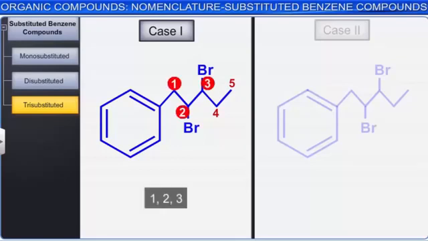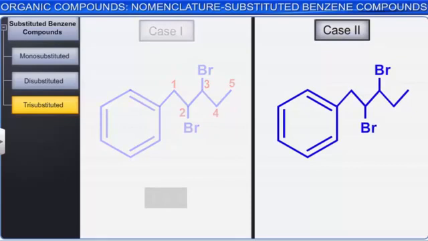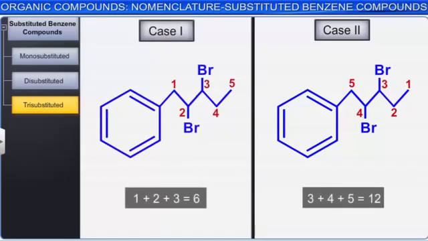In case 2, the carbon atoms are numbered from right to left. As a result, the substituent and the functional group are assigned the positions 3, 4, and 5. According to the lowest locant rule, case 1 follows the correct way of numbering.